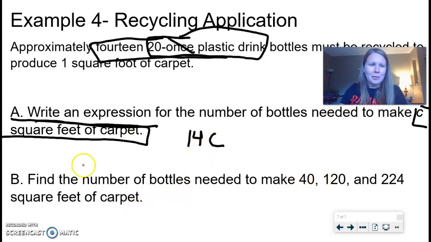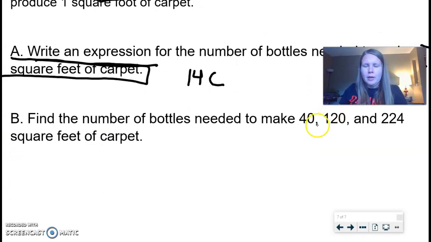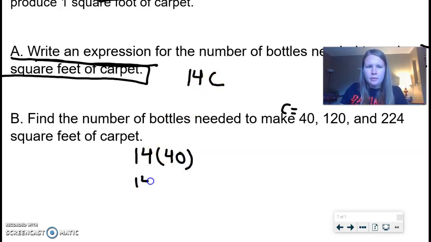So here's basically that problem right down here. Find the number of bottles needed to make 40 square feet of carpet, 120 and 224. So what I'm going to do is plug this in for C. I need to evaluate 14C for 40, for 120, and for 224. I like to always put parentheses when I've got a multiplication like this. So I'd want to do 14 times 40, 14 times 120, and 14 times 224.